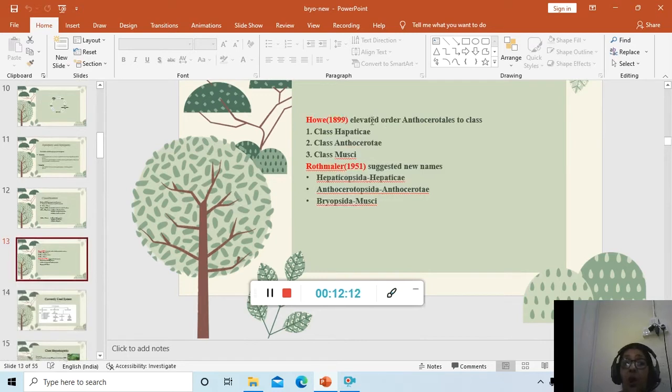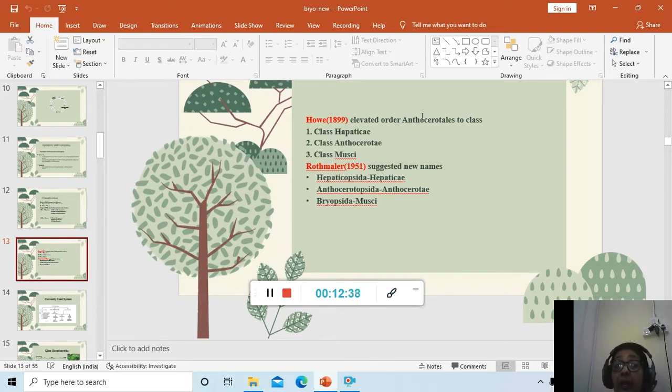And according to how Anthocerotiales have been given the status of class from the order. So, three classes: Hepatic, Anthocerote and Muscae, according to how the order Anthocerotiales has been uplifted to the rank of class.